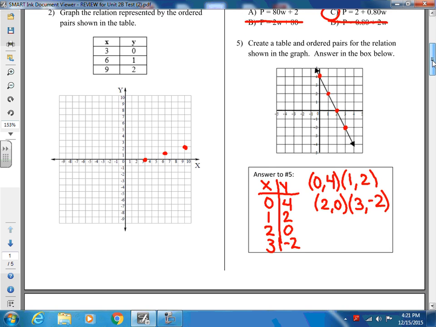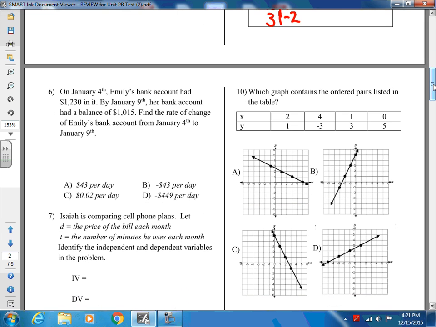Right, for number 6, you have a rate of change problem. Right, so on January 4th, Emily's bank account had $1,230 in it. By January 9th, her bank account had $1,015. Find the rate of change. Anytime you see rate of change, you're going to set up your T-table with the words, because this is a word problem. So our time is always X, so that is going to be days. And then our Y value is going to be the money in her account, the balance.